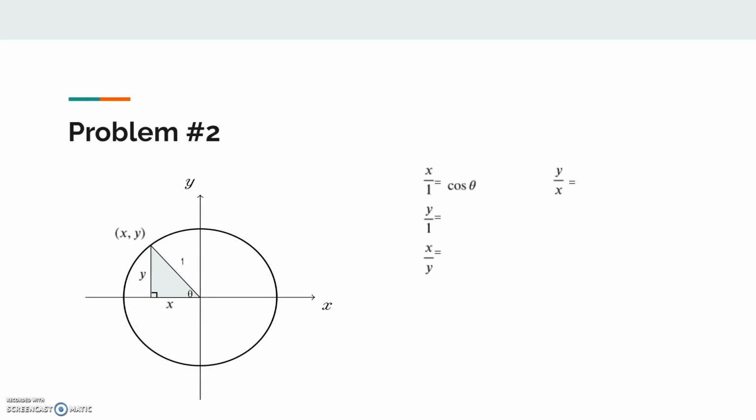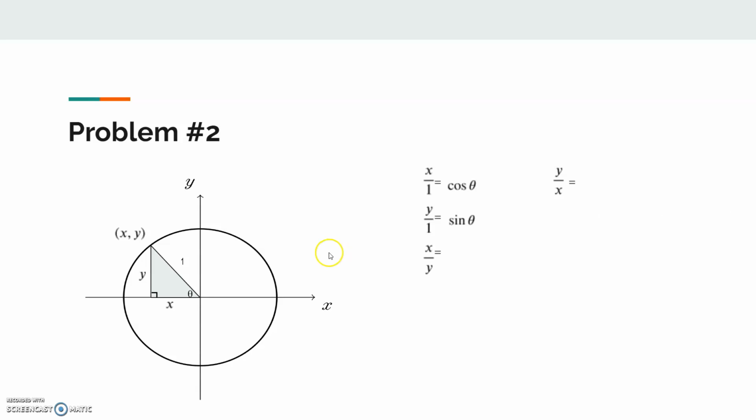Next we have y over 1, and using the unit circle definition, y is also the sine value, so right off the bat we can know this is sine. Or we could use the triangle and figure it out by using theta: right across from theta, which is the opposite side, is y, and then over 1, which is the hypotenuse, so opposite over hypotenuse is sine.